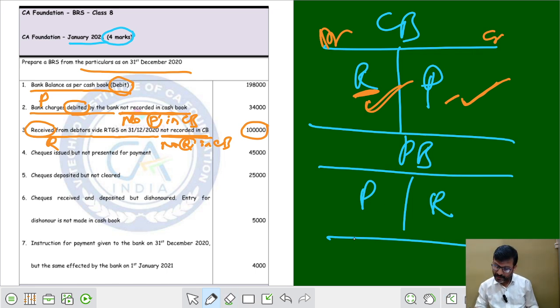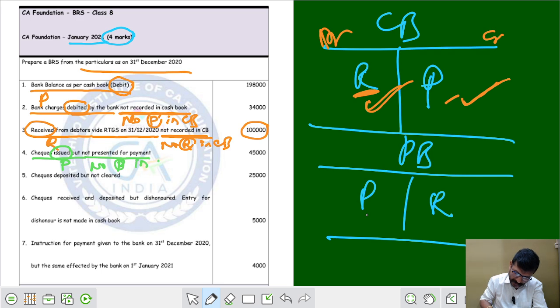Checks issued. What is mentioned? Checks issued but not presented for payment. Issued means payment. Not presented: now my question is, after issuing a check, where is the check presented by a customer? Obviously to the bank, right? We never present the check to the neighbor's house or any merchandise shop. We usually present the check to the bank. When it is not presented to the bank for payment, it means no payment in which book?